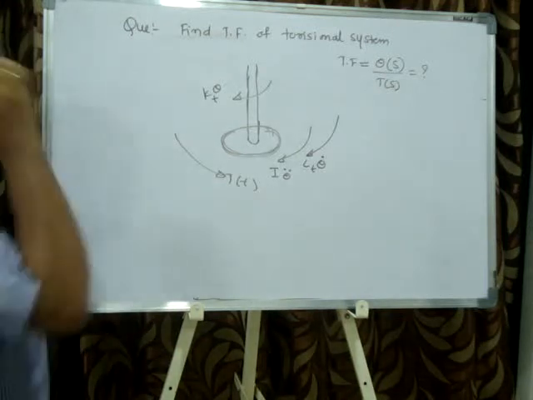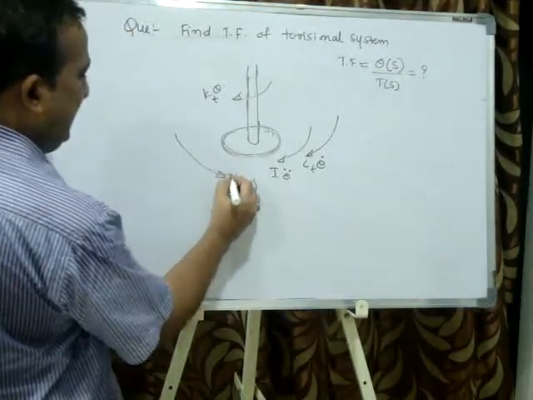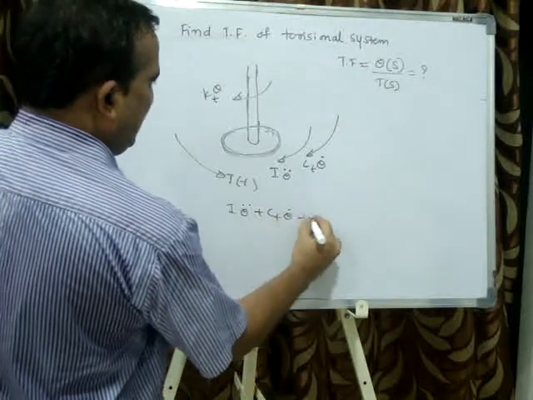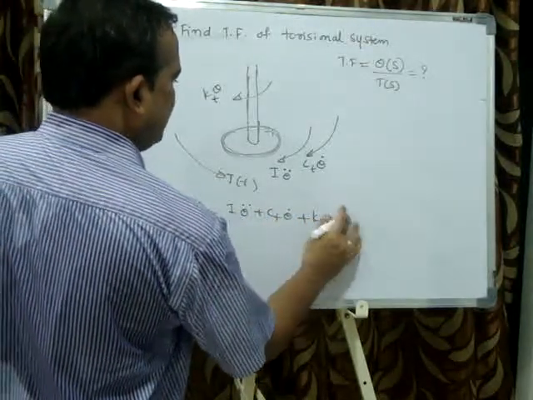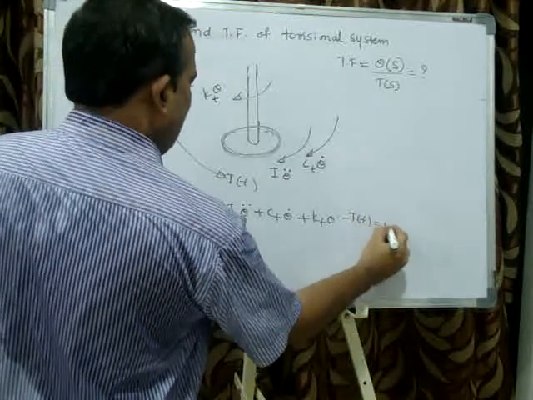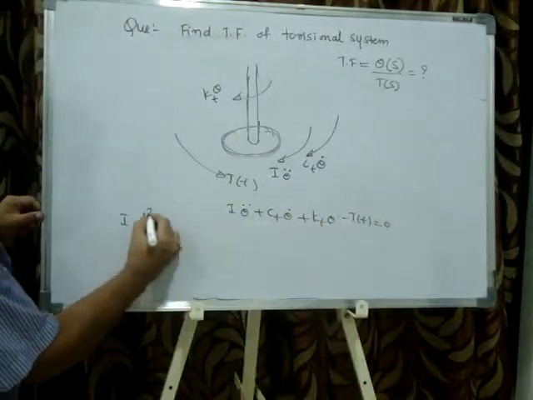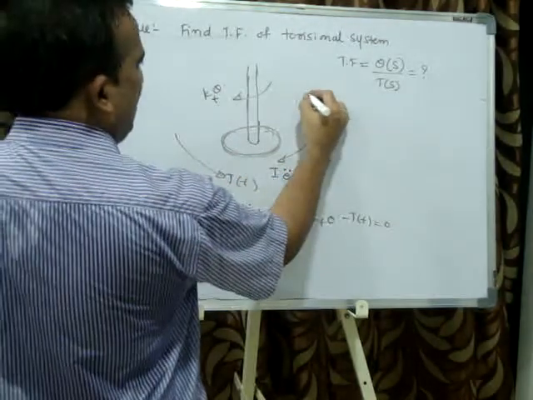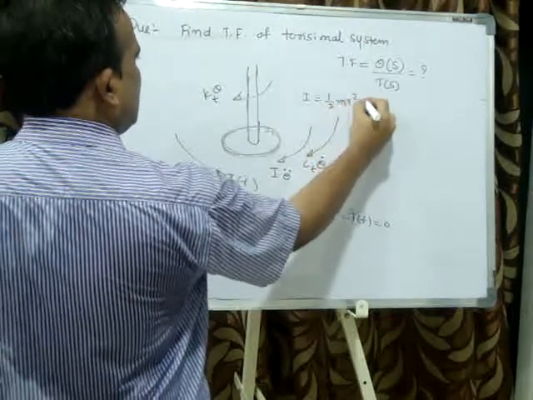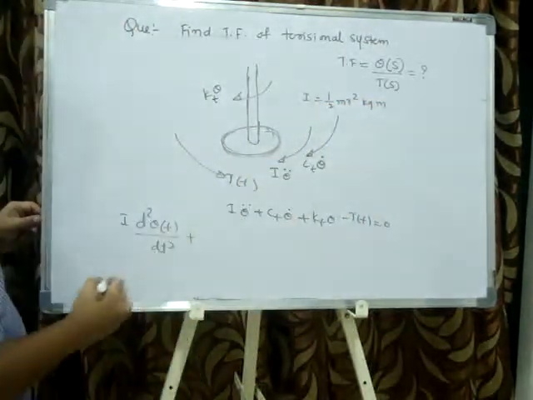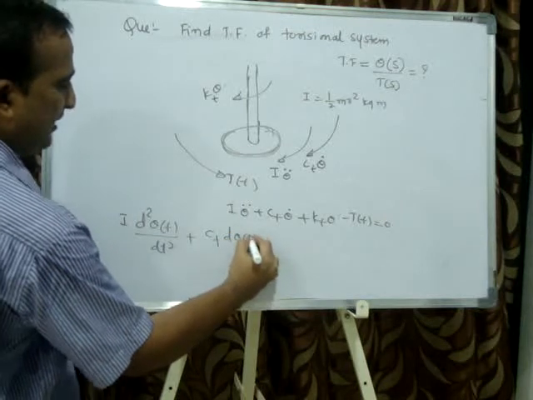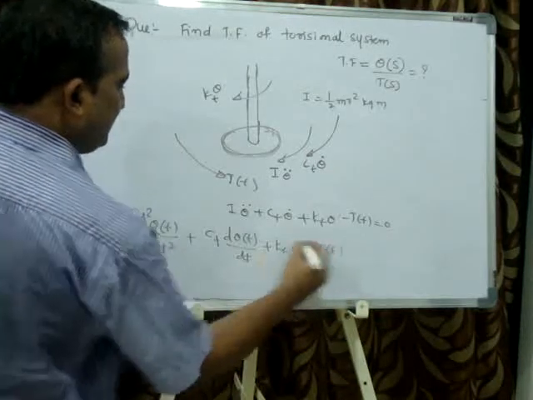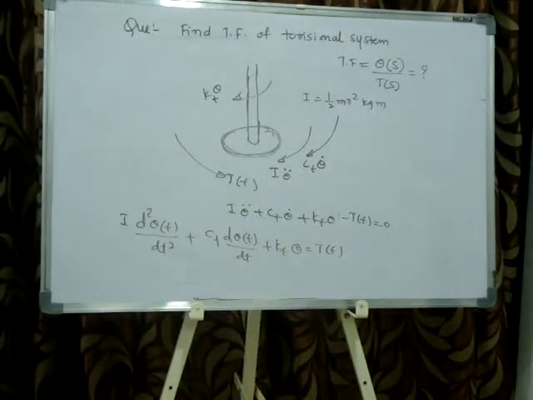Now I will take under equilibrium, I will write the equation by D'Alembert's principle. One side clockwise are positive and anti-clockwise are negative. And I will write in the differential form: I d square theta by dt square plus Ct d theta by dt plus kt theta equal to T of t. Already I know I equal to half m r square, where m is the mass of the disk and r is the radius of the disk. Now this is the second order differential equation.